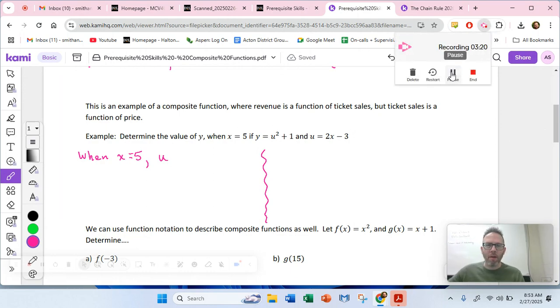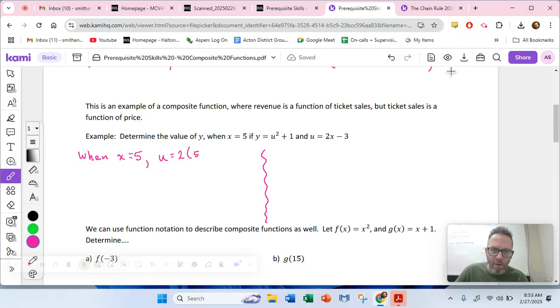All right, let me play catch up here. So X equals 5, U is 2 times 5 minus 3, so that's equal to 7. And then when U is equal to 7, then Y is equal to 7 squared plus 1, 49 and 1. You guys get 50? That's one way to do it. Here's another way we could do it.